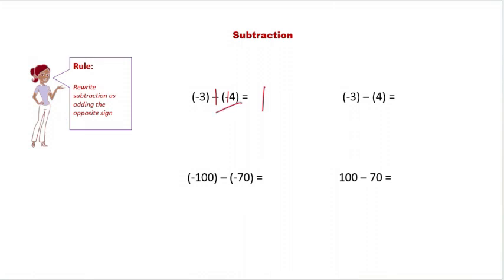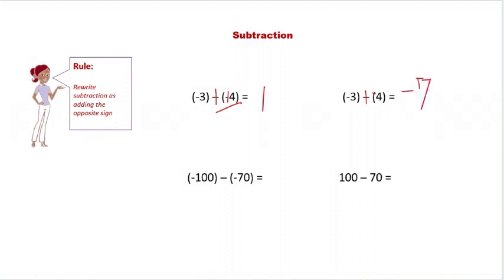So let's go over to this one. We're going to rewrite the subtraction as adding the opposite. So we're going to add, and then we're going to make this a negative. So now we have negative 3 plus negative 4, which yields negative 7.